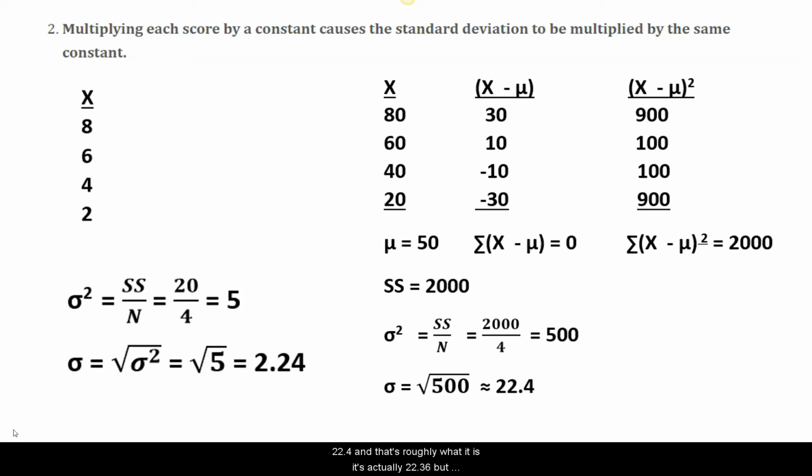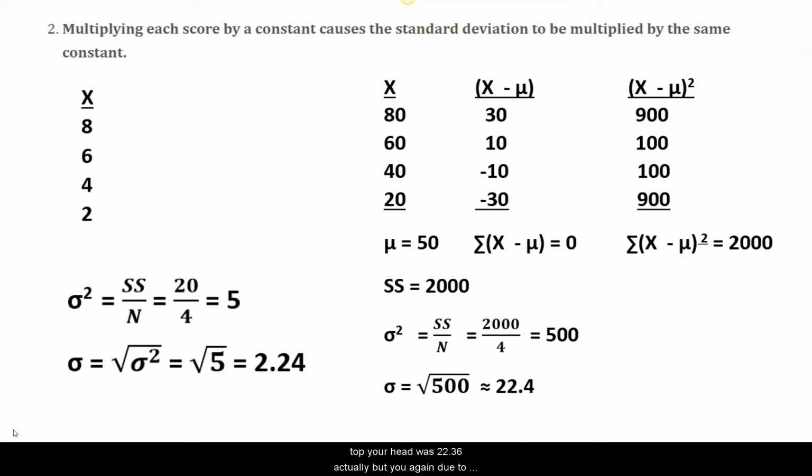It's actually 22.36, but we're doing a little rounding here. But I went through all the math and calculated the average deviation, which is always 0, and then I squared each deviation and got a total of 2,000, which is a big number. I got my sum of squares of 2,000, divided that by 4, and got a variance of 500. And sure enough, the square root of 500, as you knew off the top of your head, was 22.36 actually. But again, due to rounding.